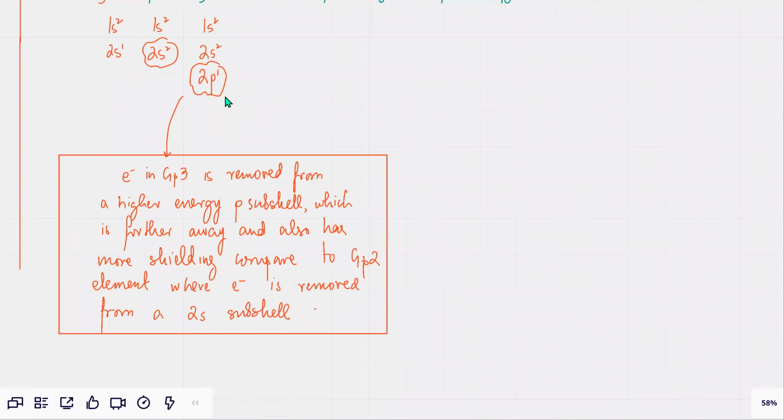So is this clear? Yes, sir. Okay, rest of everyone, is this clear? Yes, sir. Rubab, is this clear?